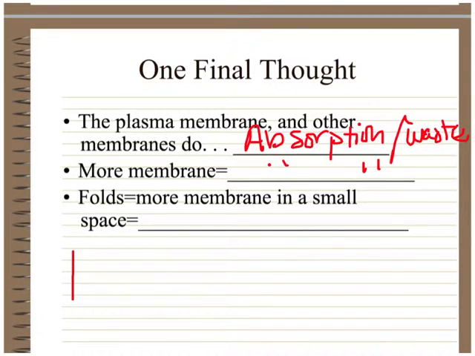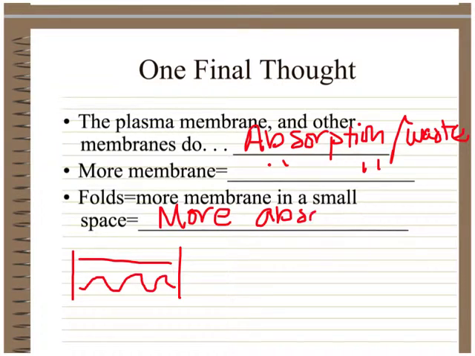So for example, if I take two lines here, here's a line and here's a line, which line is bigger, the top or the bottom line? Well, obviously, this bottom line is bigger, right? I've been able to get more line in the same amount of space by folding my line. Well, it's the same thing with membranes. You can have straight across membranes, and those will do a certain amount of absorption and waste removal. But if you can fold your membrane up, you can get even more absorption and waste removal.